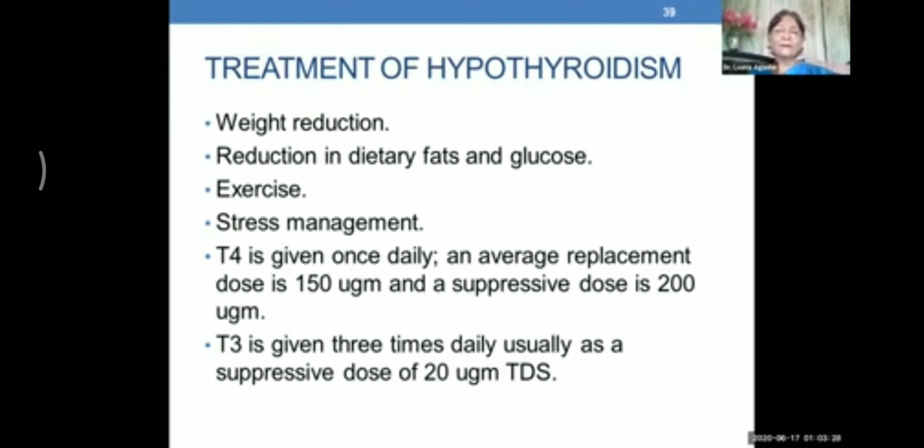T3 is given 3 times daily, usually as a suppressive dose of 20 micrograms three times a day. But we can consider some other supportive measures like weight reduction, which can help to some extent, though it is not included in textbooks; your clinical experience will say that it helps the patients. Weight reduction, reduction in dietary fats and glucose, regular exercise, and stress management can be considered as supportive treatment.